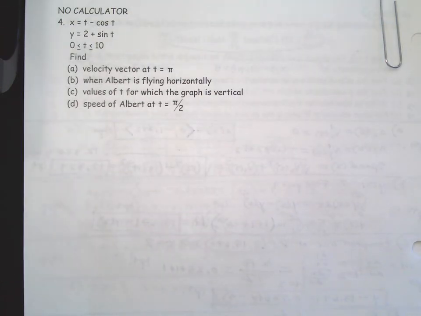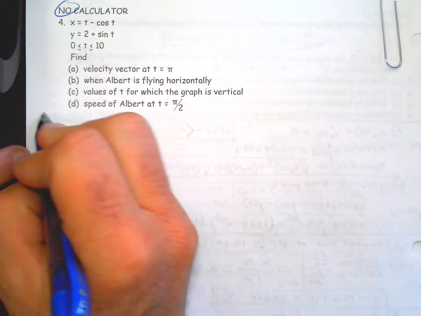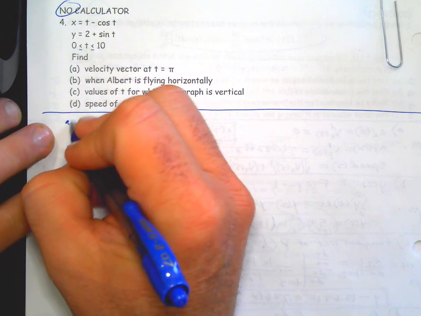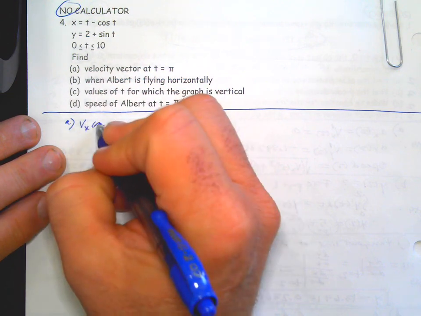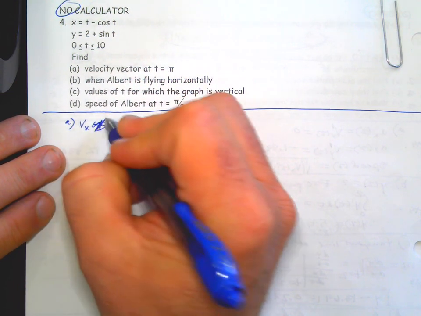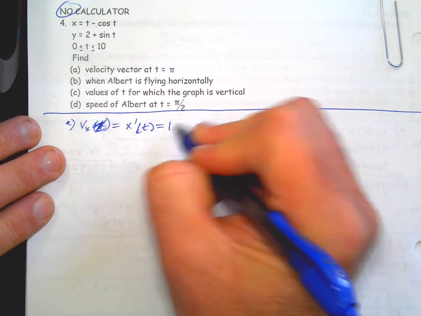Now, this one's not so much a free response problem. This one's more just, I don't know, a little different. No calculator. So given the positions, we're going to find the velocity vector. I mean, that could be a common question. So the velocity vector, the velocity in the x direction at pi, the velocity in the x direction in general is going to be x prime of t, which is going to be 1 plus sine t.